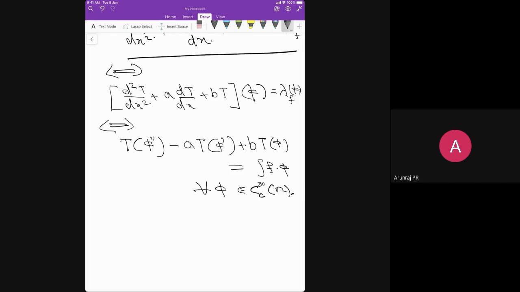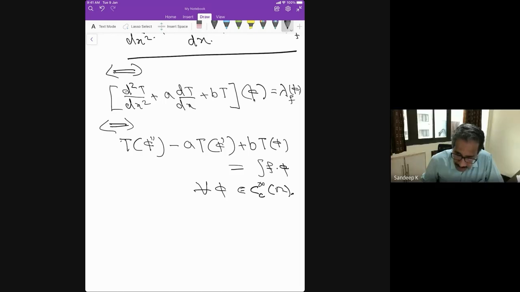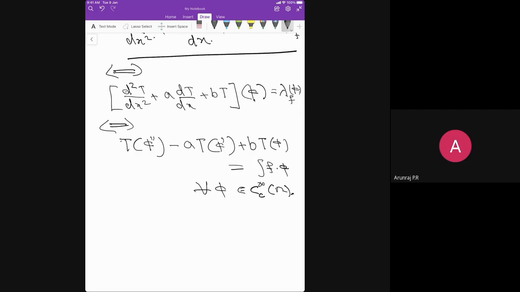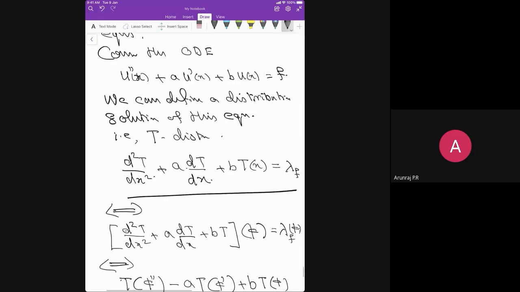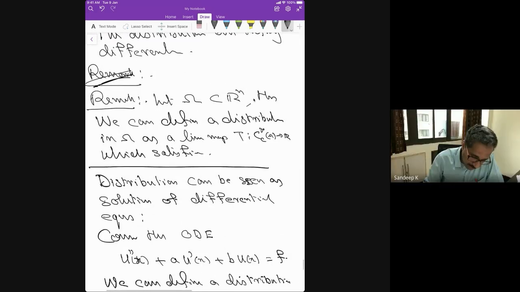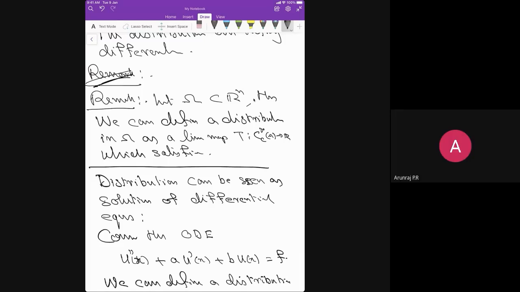So I have one more question. In the remark, you have mentioned that this distribution is a continuous linear function. Before that, you gave one definition of that, right? So how can we connect these two things? Which one? Can you repeat? Can you go back a little? In the remark. Here? There. There, you have mentioned that a distribution is a linear map, right?